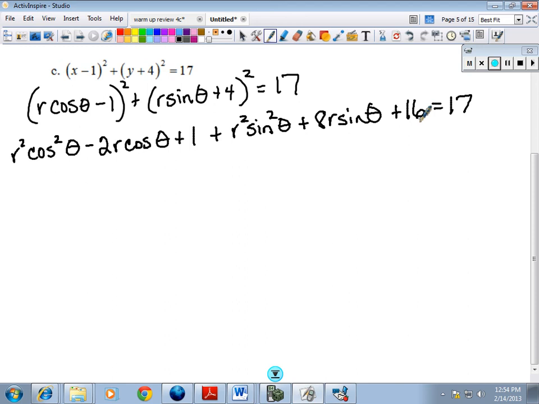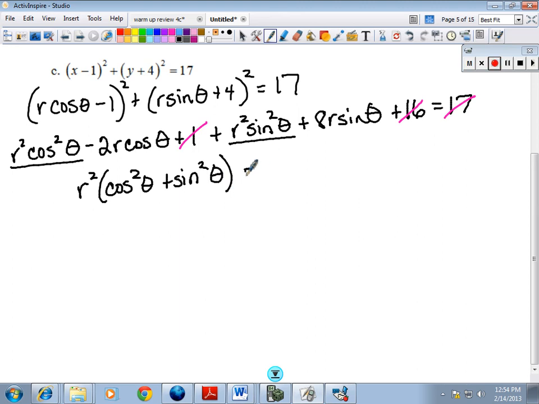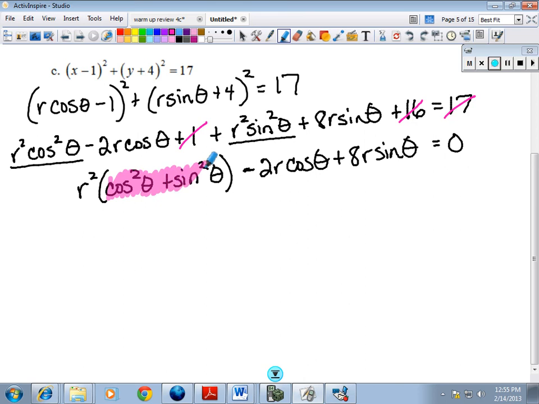I have a 1 and a 16 on this side, a 17 on the other side. They're all going to cancel out. 16, 17. And then, can I combine these two together and factor out an r squared? Minus 2r cosine of theta plus 8r sine of theta equals 0. This you should recognize from pre-cal. Sine squared plus cosine squared is 1.